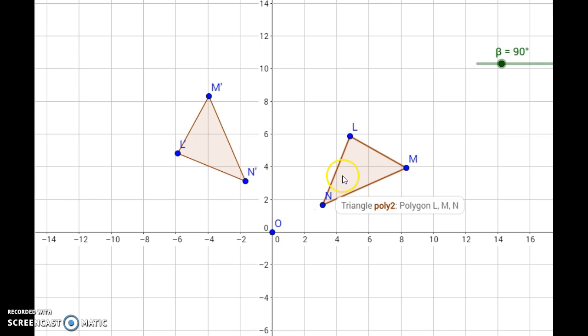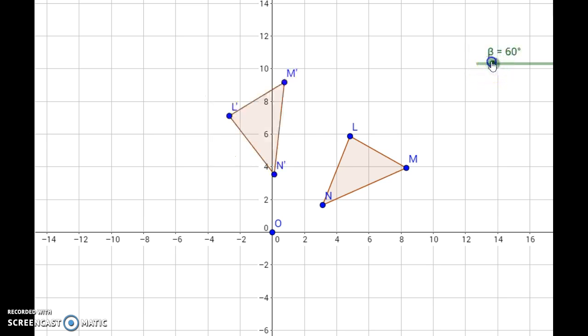I have image and pre-image here. You can see that I have letters N, M, and L. Here I have N dash. When I point here, you can see point N dash. This is rotated by angle alpha. This is our angle of rotation. I'm going to put this angle at 0 degrees like this. It rotates in intervals of 30.